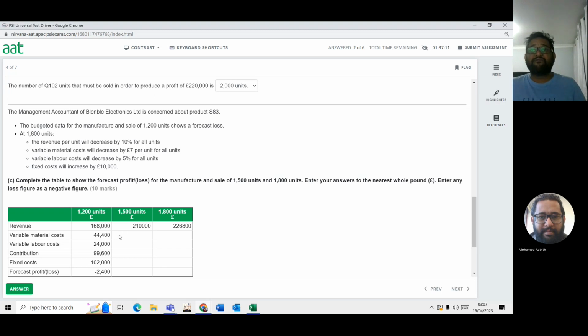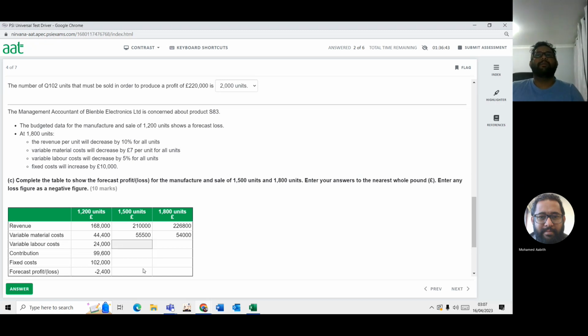That gives you 55,500. And the next one, this one is going to be 30 pounds multiplied by 1,800. That gives you 54,000 pounds. But if you notice here, because of the price decrease, your variable cost, even though your production has increased, that value has come down, because this is the scenario they're telling you.